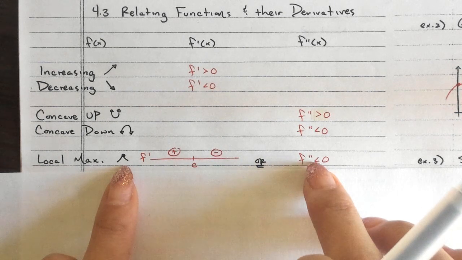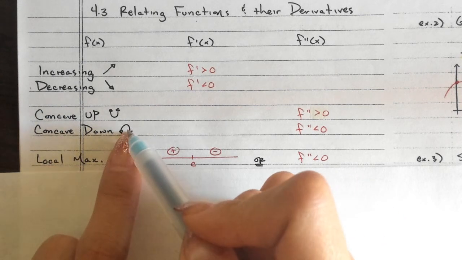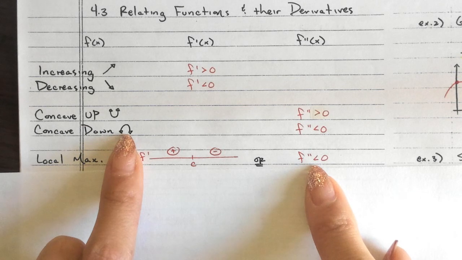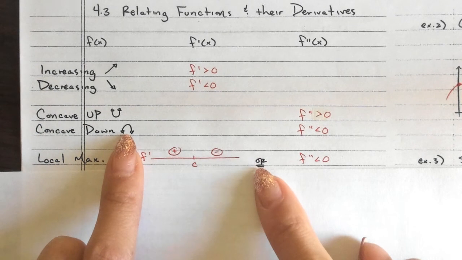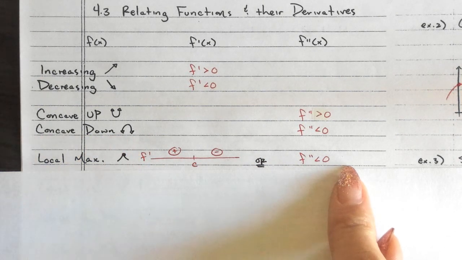So f double prime is, think about a max. For a max, it might look like that. What is the concavity? Concavity is f double prime. Concavity is down, so f double prime is negative. Okay, so I said or, but really it's and. So it's an and situation. On your notes, it says also.